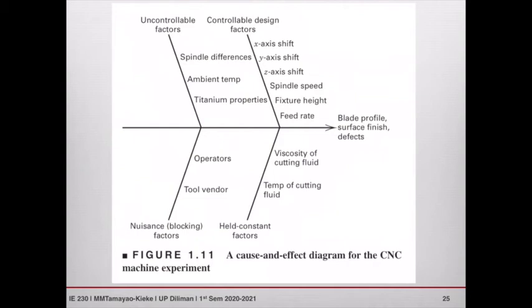As you can see, the spine shows the three response variables, namely blade profile or profile here, surface finish, and defects. The causes are grouped into controllable factors from which the design factors for the experiment may be selected, uncontrollable factors whose effects will probably be balanced out by randomization, nuisance factors that may be blocked, and factors that may be held constant when the experiment is conducted.